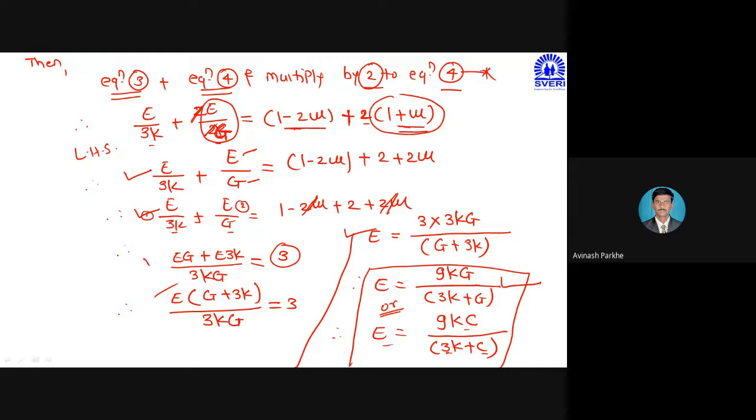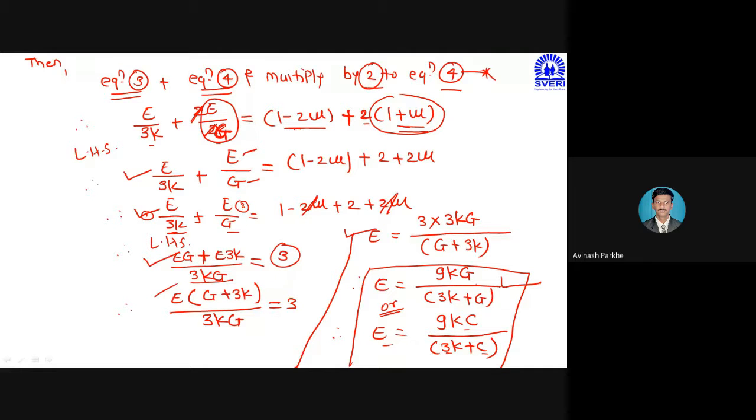But now for the further process, on the left hand side, at the denominator 3k is present, and here also G is present. So what I have to do, I have to make the denominators same. For making the denominator same, I have done the multiplication, that is 3k into G. So I have written 3k into G. But in one term only 3k is present, G is not there, so we multiplied its numerator also by G, what we get is E into G. This plus term as it is.